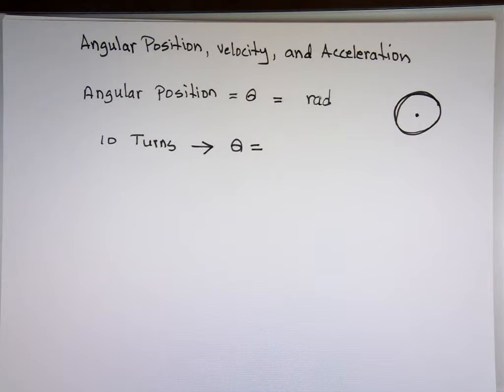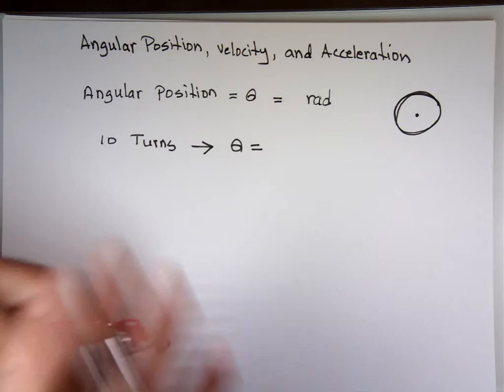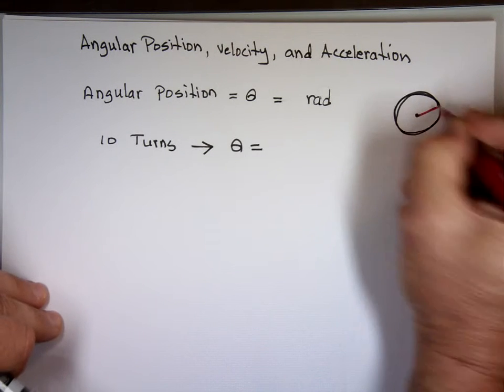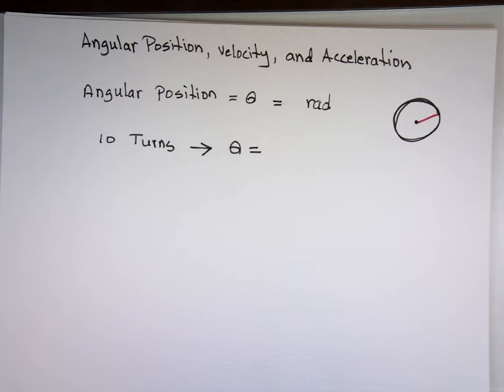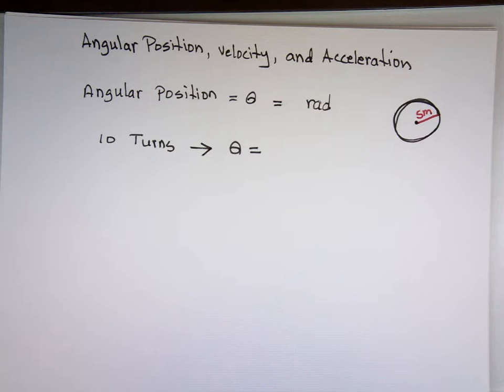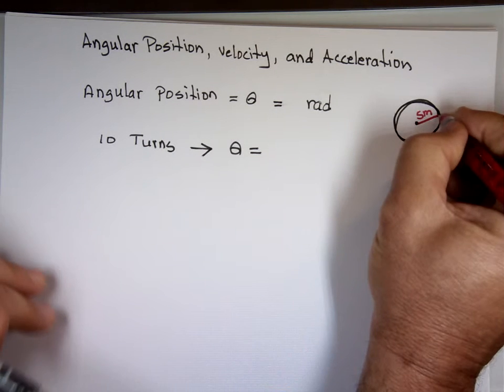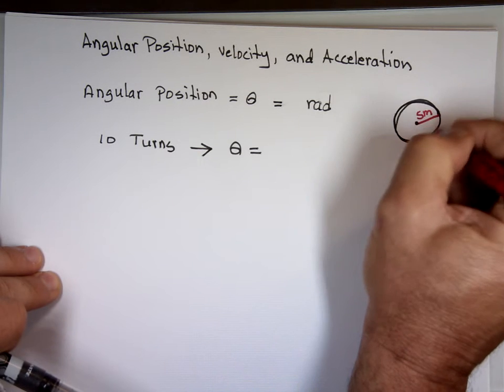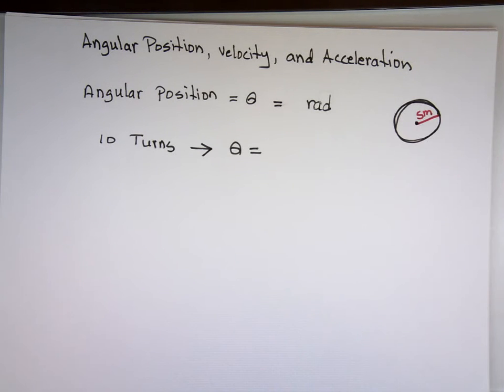I have to give you one more thing about this problem: what was the radius? What was the radius of that track there? Let's say the radius is 5 meters. And you're on this edge and you went around here 10 times, 10 turns, 10 revolutions. How far did you travel?